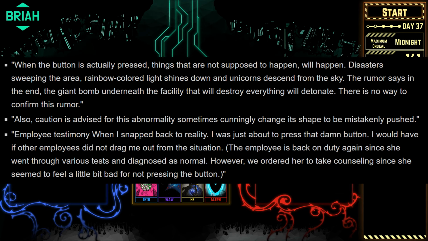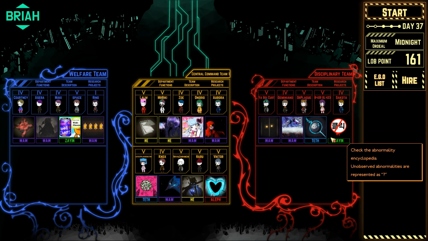Employee testimony: "When I snapped back into reality, I was just about to press the damn button. I would have if other employees did not drag me out of the situation." The employee is back on duty again, since she went through various tests and was diagnosed as normal. However, we ordered her to take counseling since she seemed to feel a little bit bad for not pressing the button. So that was the story from the legacy version I was able to find.